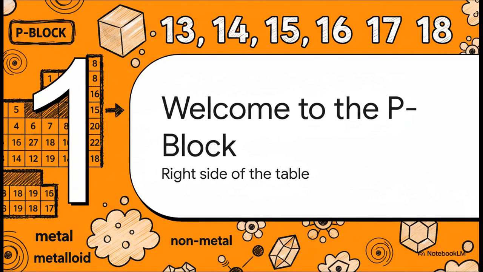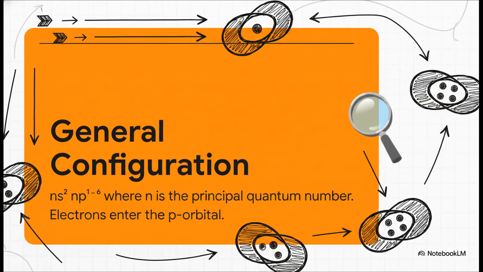Okay, let's jump right into Section 1, Welcome to the P block, occupying the entire right side of the periodic table. Now, what actually gets an element a VIP ticket into this exclusive P block club? Well, it all comes down to its electronic configuration. For an element to make the cut, its very last electron literally has to enter the p orbital of its outermost or valence shell. The general formula you'll see for this is ns2, np1 through 6. Basically, as you travel across this block from left to right, that p subshell is just gradually filling up, adding 1 to 6 electrons along the way.